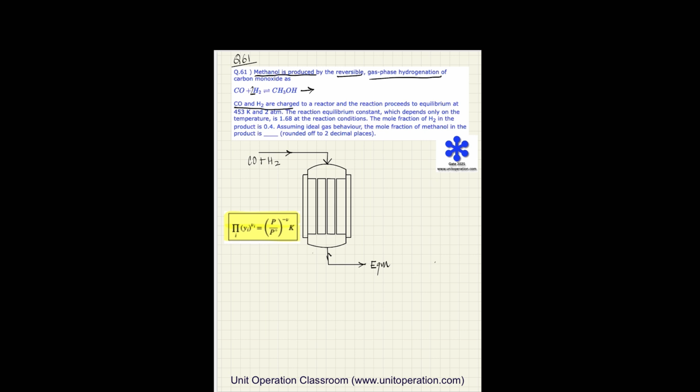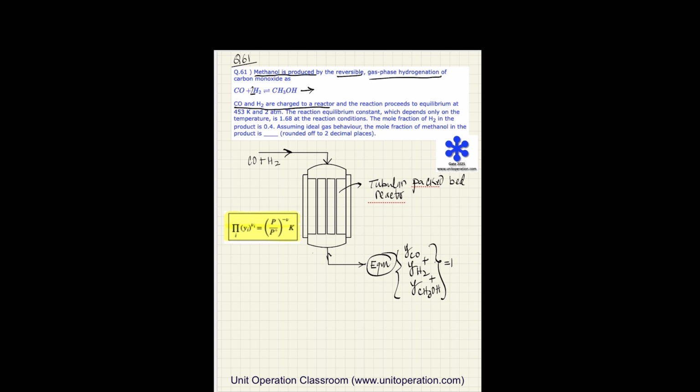Carbon monoxide and hydrogen are charged to the reactor from here. That's the feed. Let's say the reactor is a packed tubular reactor, and let's assume what's coming out is at equilibrium. That means you have y carbon monoxide, y hydrogen, and y methanol, where y stands for the mole fraction. If you add them up, that should of course equal 1, and these are in chemical equilibrium, gas phase.